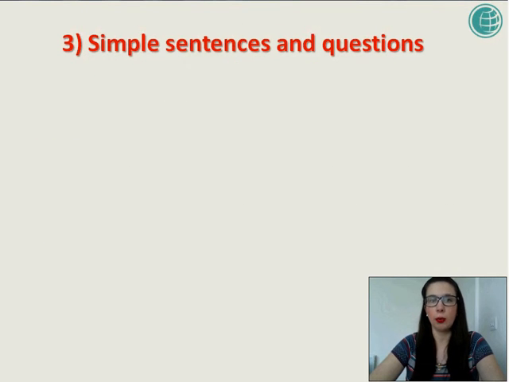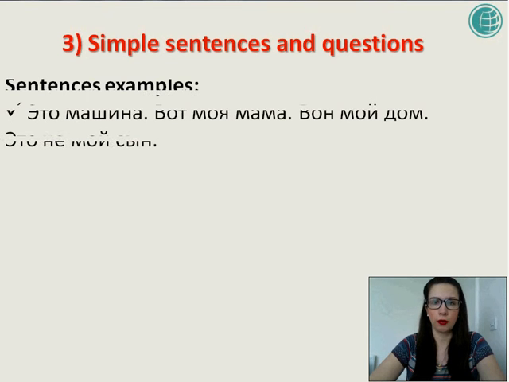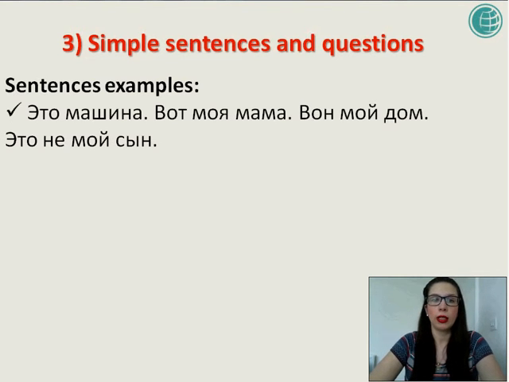And let's now repeat how to form simple sentences and questions in Russian language. I will just give you examples of simple sentences because there is nothing difficult to form a simple sentence in Russian. Это машина. This is a car. Вот моя мама. Here is my mother. Вон мой дом. Here is my house. Это не мой сын. This is not my son. We use the word не here.